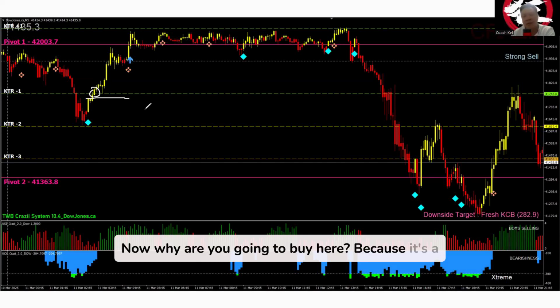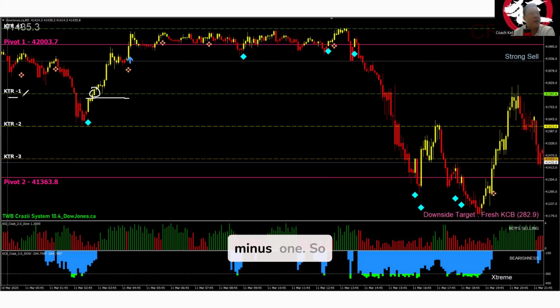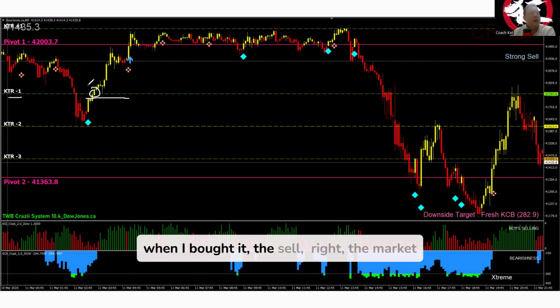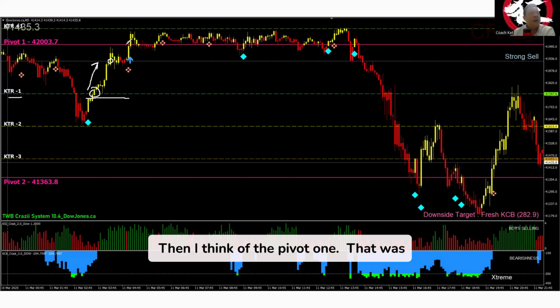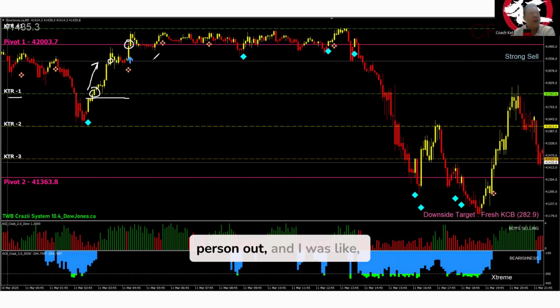Why buy here? Because there's a technical point, which is KTR -1. When I bought, the market went up. My first TP will be OP because that's the nearest technical point. I booked some profit here. Then I saw sideways. After the pivot one, that was where I got my second position out. Then you notice KTR +1 is just on top.